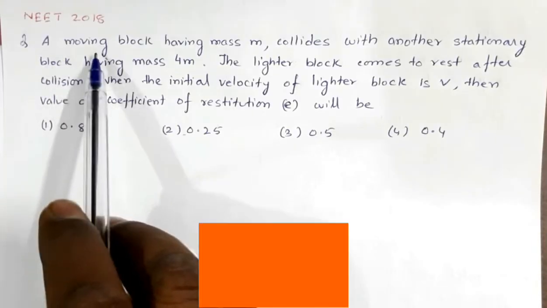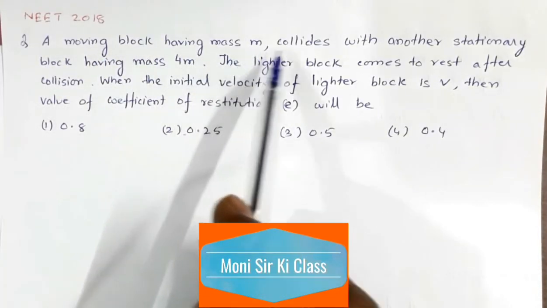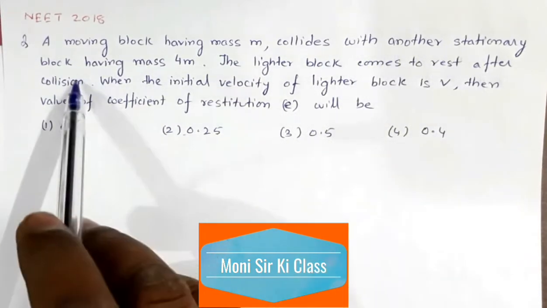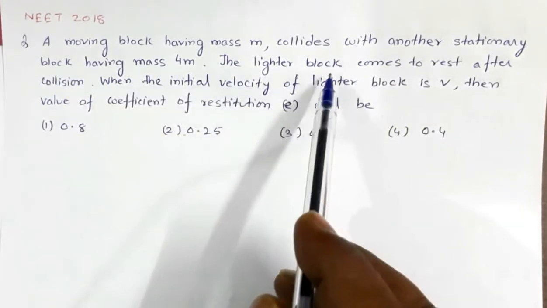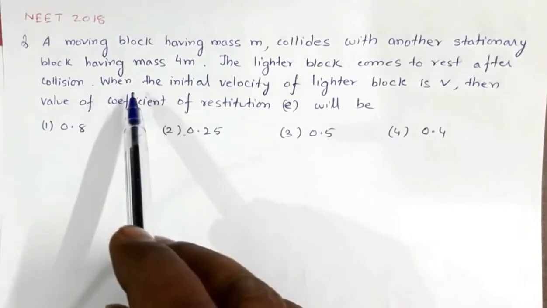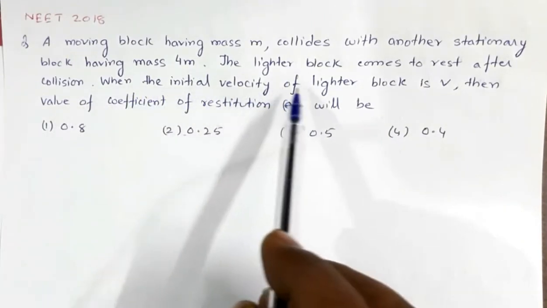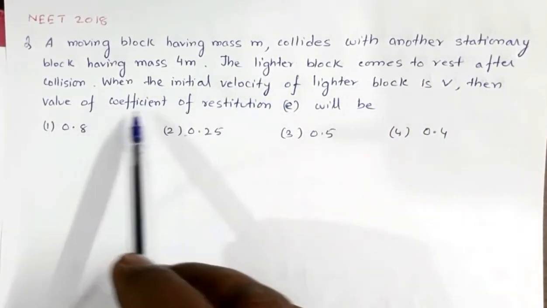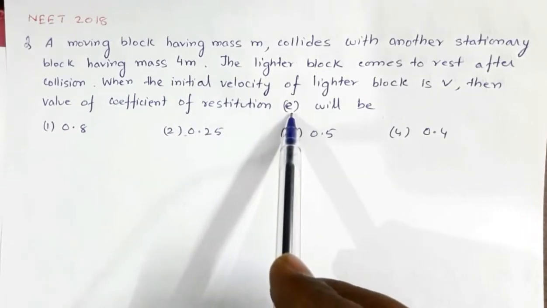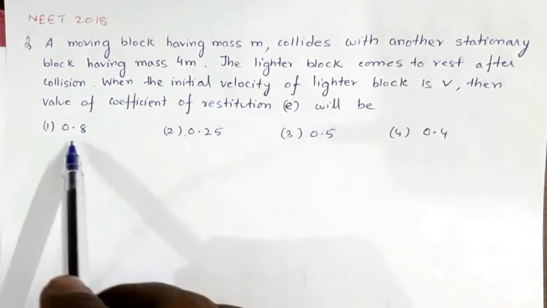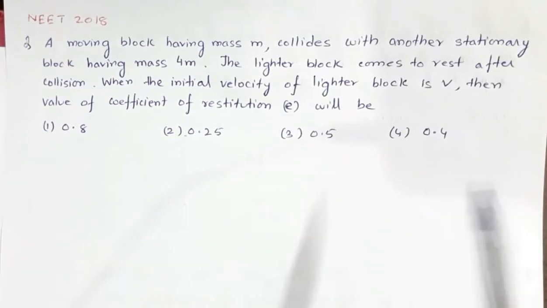So we have a moving block having mass m collides with another stationary block having mass 4m. The lighter block comes to rest after collision. When the initial velocity of lighter block is v, then the value of coefficient of restitution, denoted by the symbol E, will be, and these are the options.